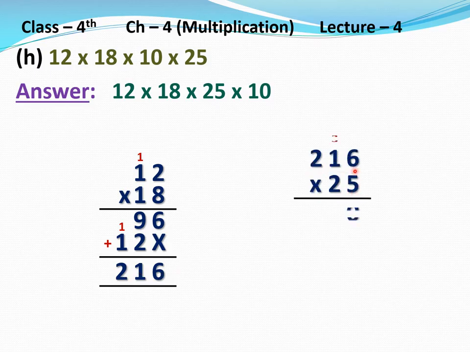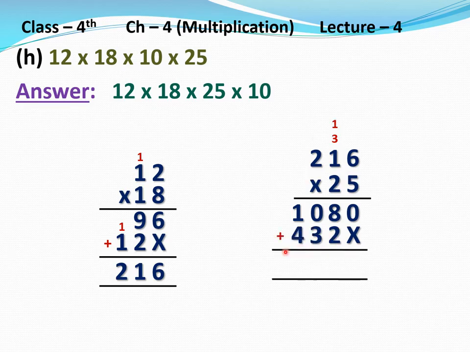See, 5 6 are 30. Write 0 here and 3 carry. 5 1s are 5 plus 3, 8. Write 8 here. 5 2s are 10. Write 10 here. Now put 1 cross here. Now see, 2 6 are 12. Write 2 here and 1 carry. 2 1s are 2 plus 1, 3. Write 3 here. 2 2s are 4. Write 4 here. Now we will do addition.